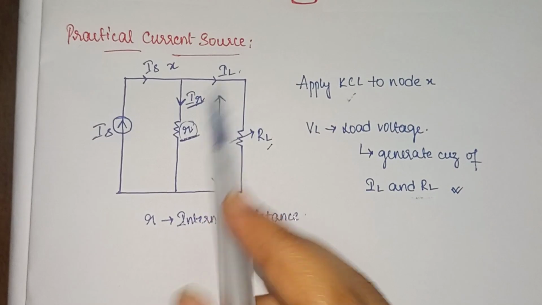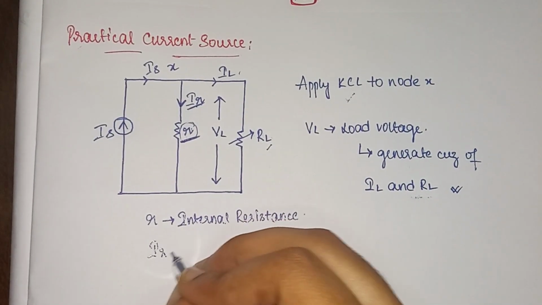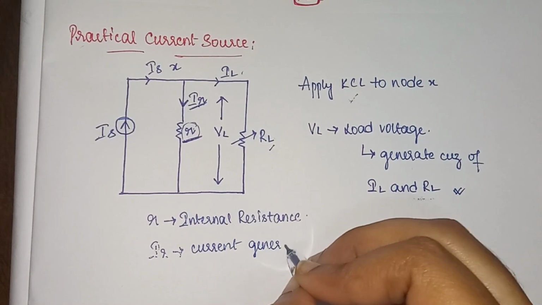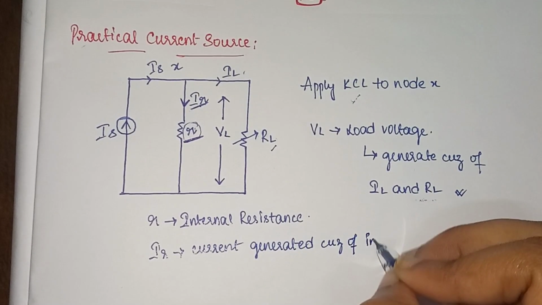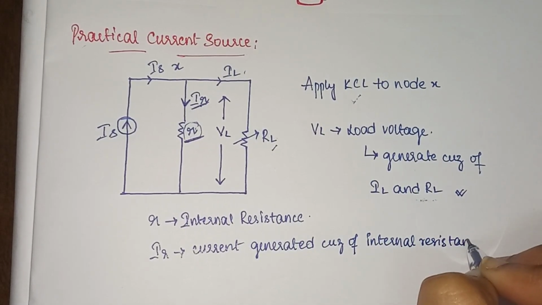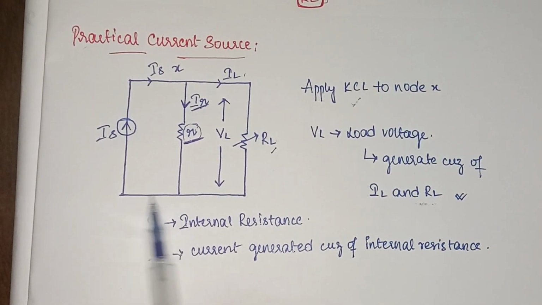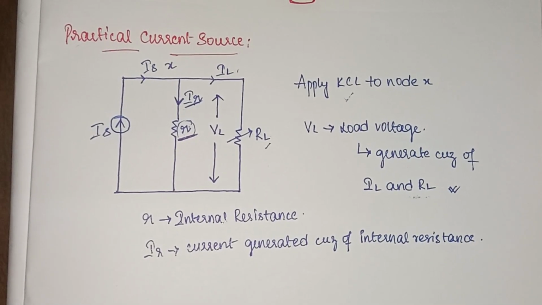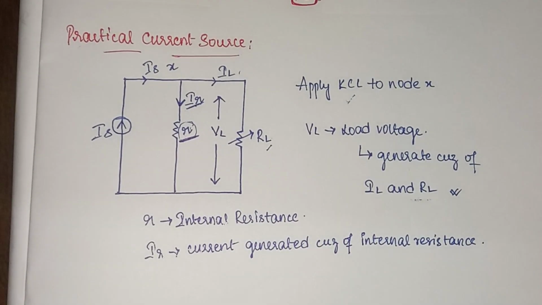Now IR is the current generated because of the internal resistance. So IR will be the current generated because of internal resistance. Okay, this point is clear, I hope. Now what we need to do to find the equation is apply KCL, which is nothing but Kirchhoff's current law. We will not apply KVL here because this is current, so we'll apply the current law. If it is voltage, we'll apply the voltage law.